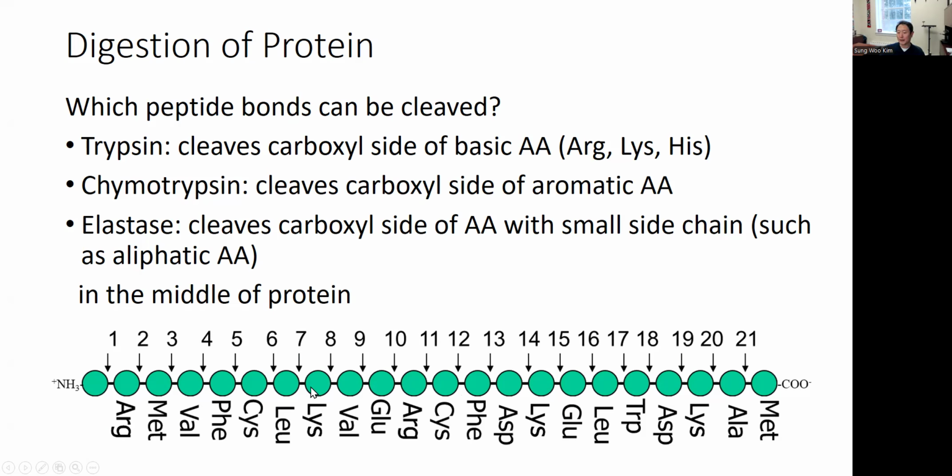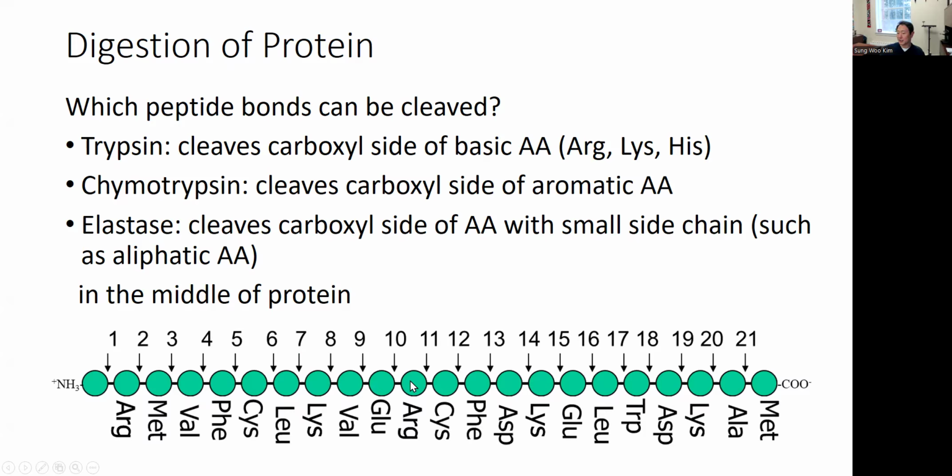Another one. Okay, here's a lysine. So which one, number 7 or number 8? Trypsin will cleave number 8, not number 7, but number 8. So this is a lysine peptide bond on the carboxyl side of lysine. So this will be cleaving number 8.